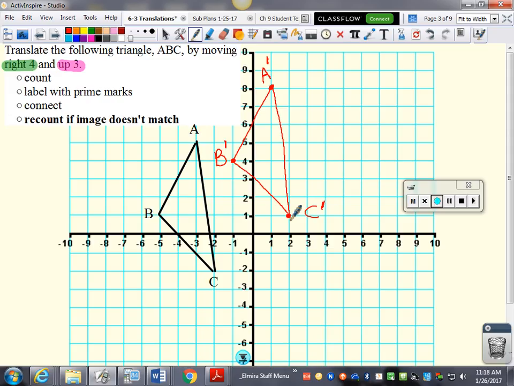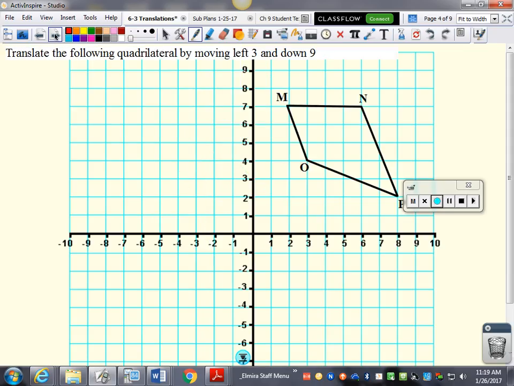Now, this is not too tough, guys. This is counting numbers that are less than 10, because we don't have huge graph spaces, and it's a matter of knowing right, left, up, or down. That being said, we can all think of a time when we counted wrong. So if you get done with your translation and the new triangle does not look like the old one, it's bigger, longer, fatter, skinnier, or not facing the right way, anything that looks off to you is a signal that you counted wrong. Just go back and count out each point again to see where you counted wrong.